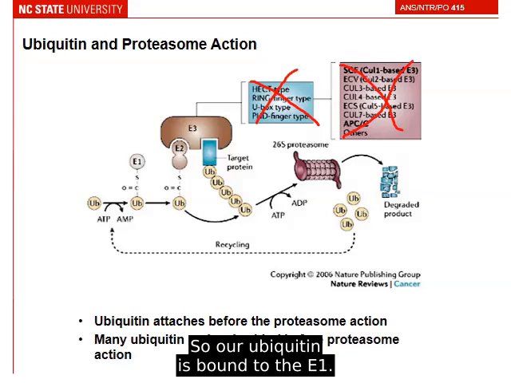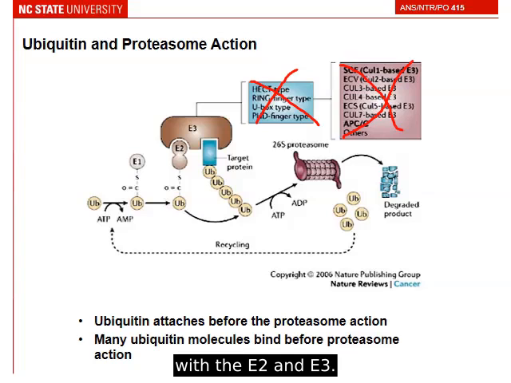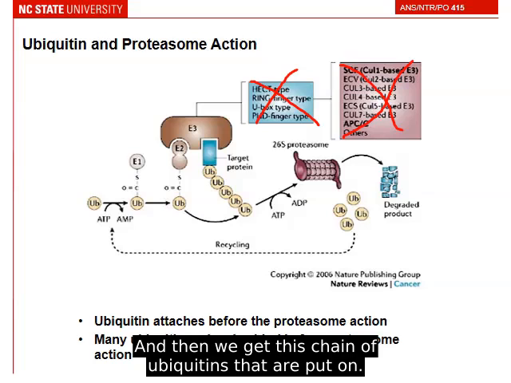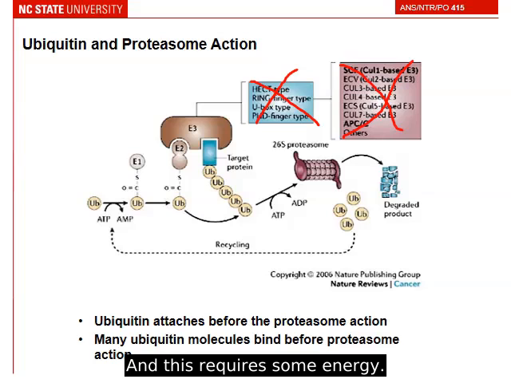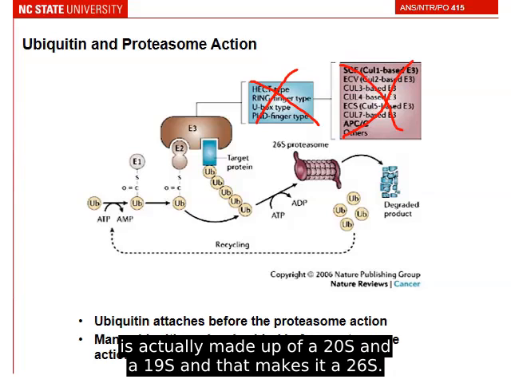So we have our ubiquitin bound to the E1, and then we have it able to bind with the E2 and E3. Our target protein is put with the E3, and then we get this chain of ubiquitins that are put on. And this requires some energy. And we have our 26S proteasome, which is actually made up of a 20S and a 19S, and that makes our 26S.